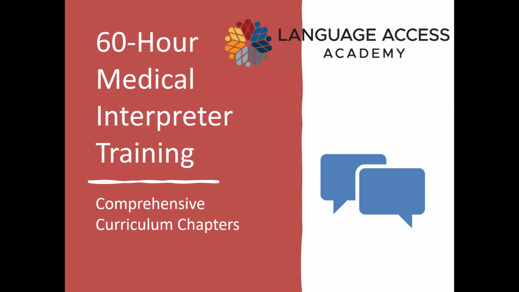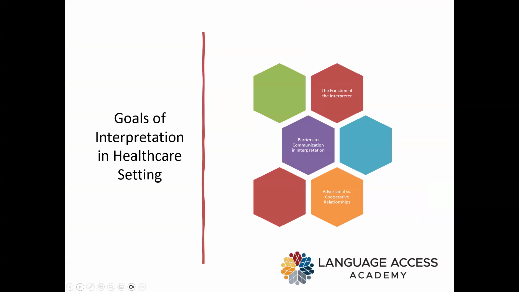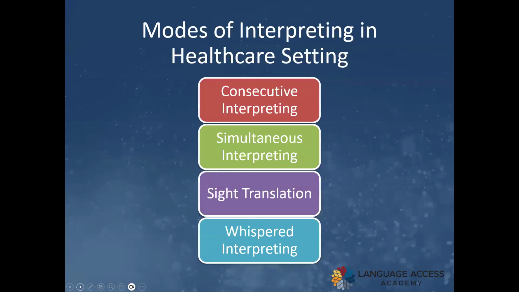We're going to give you a little bit of information on what this training will cover, the modules and chapters in the training. So the first chapter that we will cover will be Goals of Interpreting in Healthcare Setting. This is a very important module and chapter because we will be talking about the importance of the mind of the interpreter in a healthcare setting and how that applies to your work, highlighting the interpreter's job and the barriers to communication and the difference between adversarial and a cooperative relationship in that healthcare encounter.